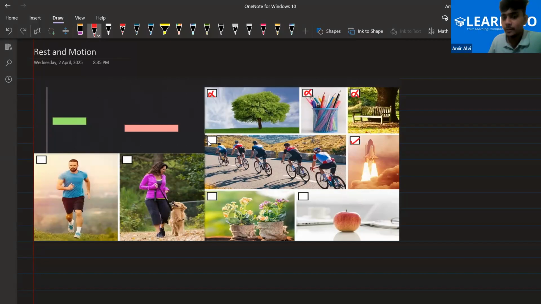Is it moving or at rest? Moving. Chakrika? Moving. Okay, that's good. Next one, moving or rest? Moving. Next one. Moving. Okay, good. Moving or rest? Rest. Yeah, that's great. And this one? Rest.